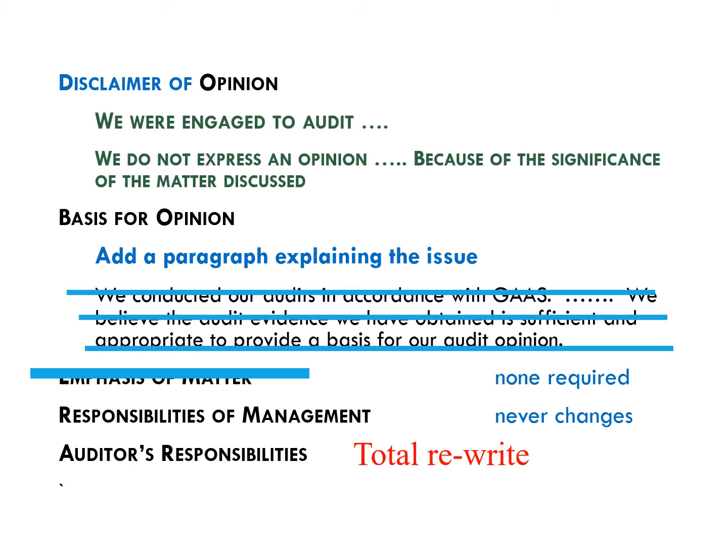Disclaimer of opinion. If we issue a disclaimer of opinion, then we're going to change the very first paragraph to say we were engaged to audit the financial statements of. We do not express an opinion because of the significance of the matter discussed in the basis for opinion section. We're going to add a paragraph explaining the issue. We're going to totally eliminate the we conducted our audit in accordance with generally accepted auditing standards. We didn't. We're not going to say we have a basis for an opinion. If we had a basis for an opinion, we'd express one. So we're just going to eliminate that paragraph.